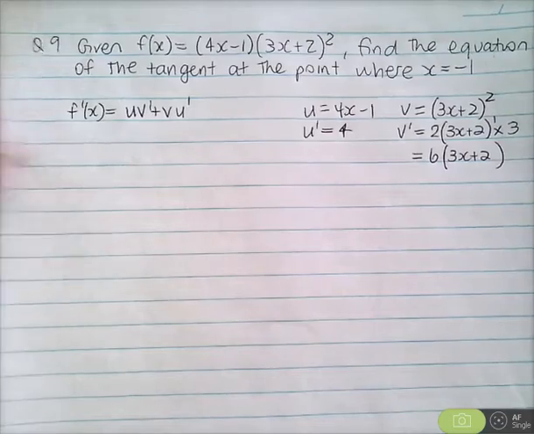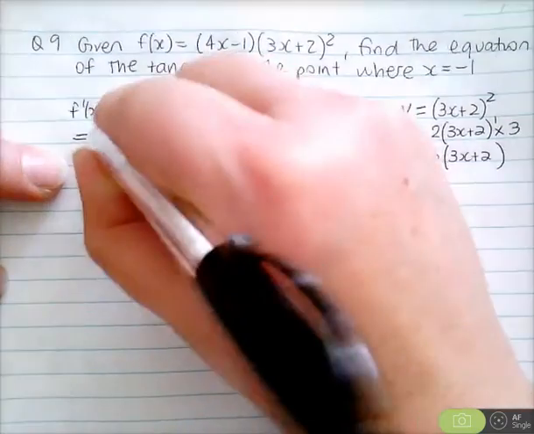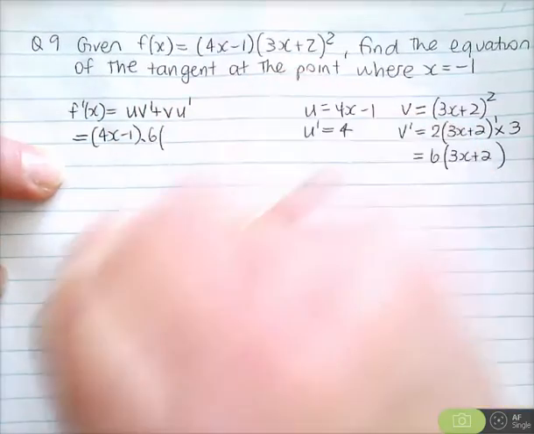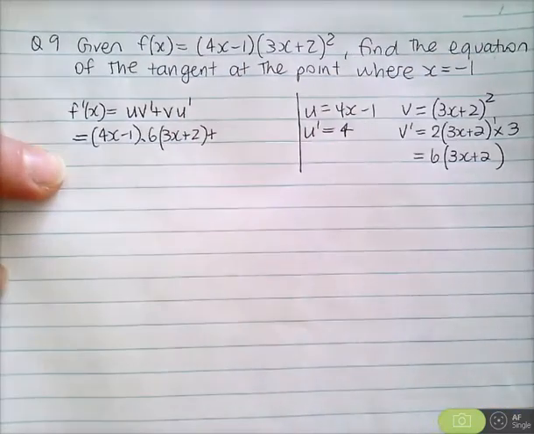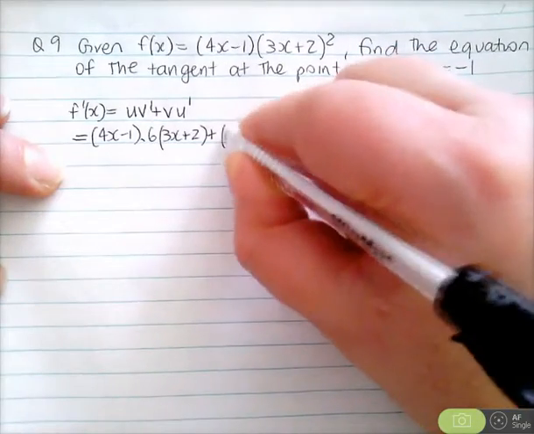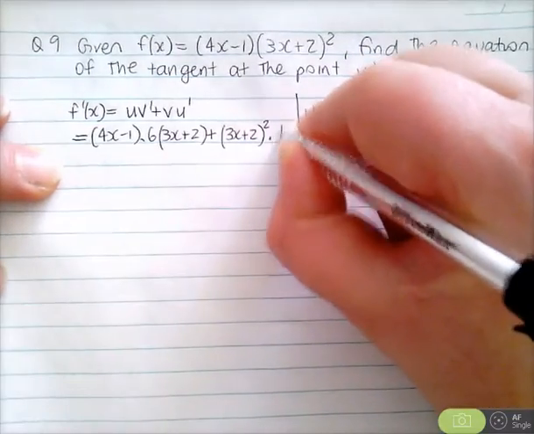Keep going. Okay, U is 4x minus 1, V dash is 6 bracket 3x plus 2. The worst thing you could go wrong is you mess up your algebra, so you've just got to be really careful with your algebra. V is 3x plus 2 to the power of 2, and U dash is 4.